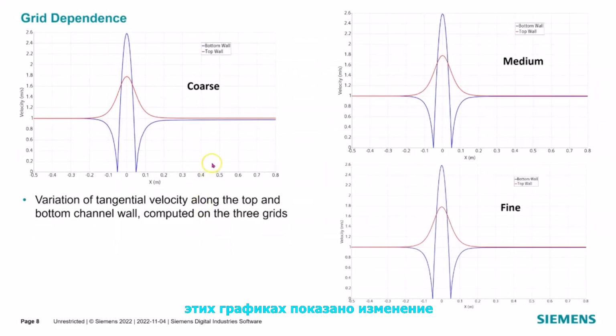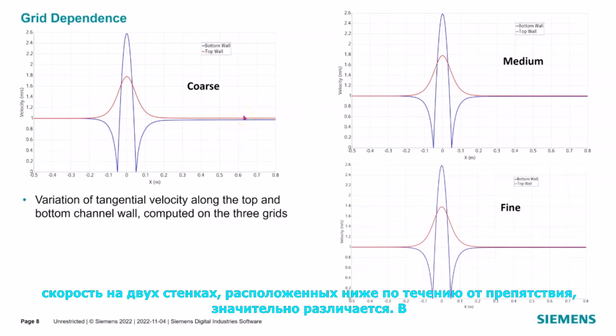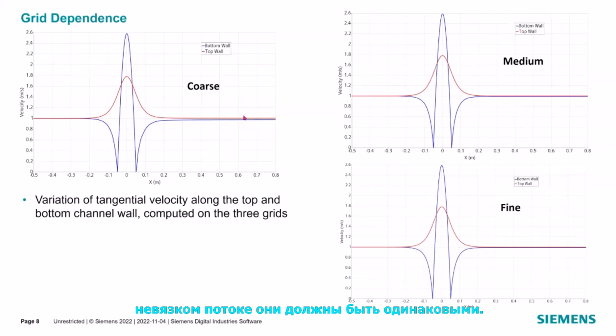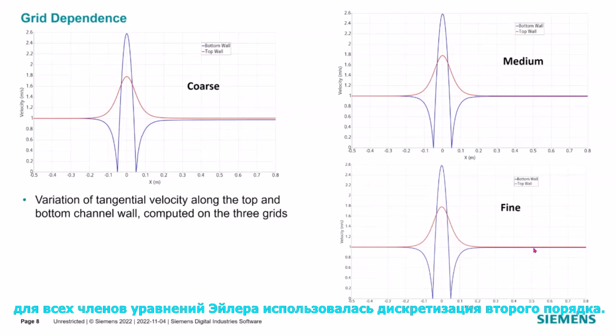These plots show the variation of the tangential velocity along the top and bottom channel walls computed on the three grids: coarse, medium and fine. On the coarse grid, there is a significant difference in velocity at the two walls downstream of the obstacle. They should be equal in an inviscid flow. As the grid is refined, the error becomes smaller and the velocities are almost equal on the fine grid. In these computations, the second-order discretization was used for all terms in the Euler equations.